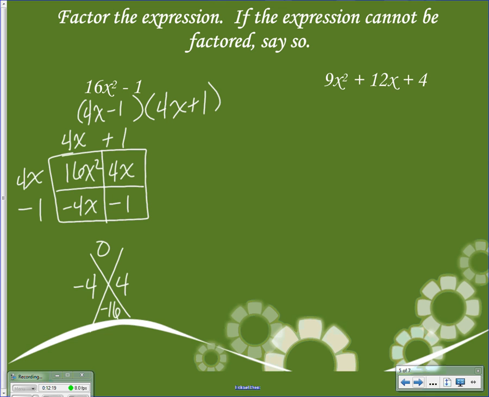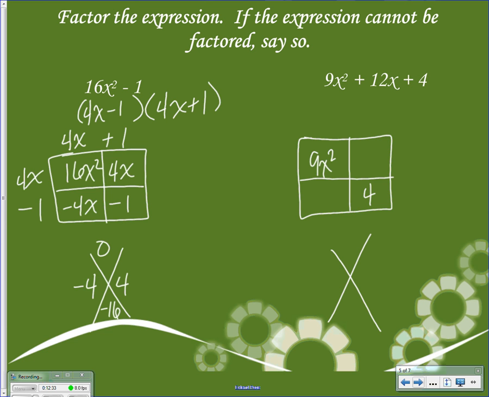One more problem to do, and then we'll solve. Then we're going to set them equal to 0 and solve for them. So I've got 9x squared plus 12x plus 4. I want to add to be 12, and it's got to multiply to be 36. So what are my multiples of 36 that add to be 12? Well, that would be 6 and 6. So I have 6x and 6x.